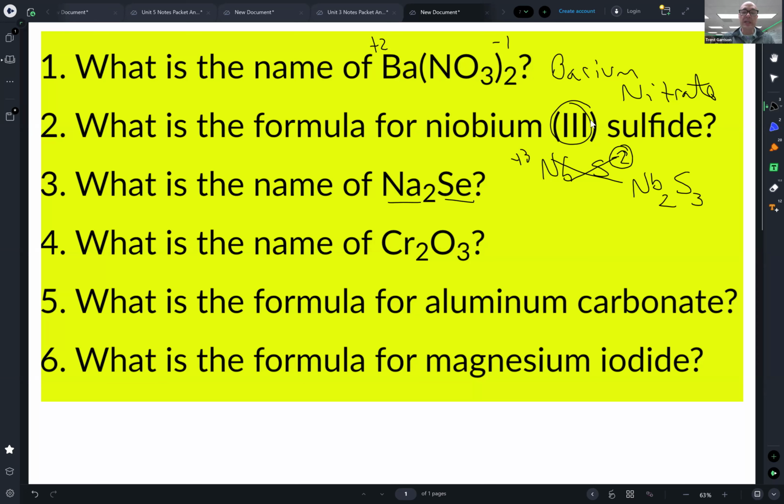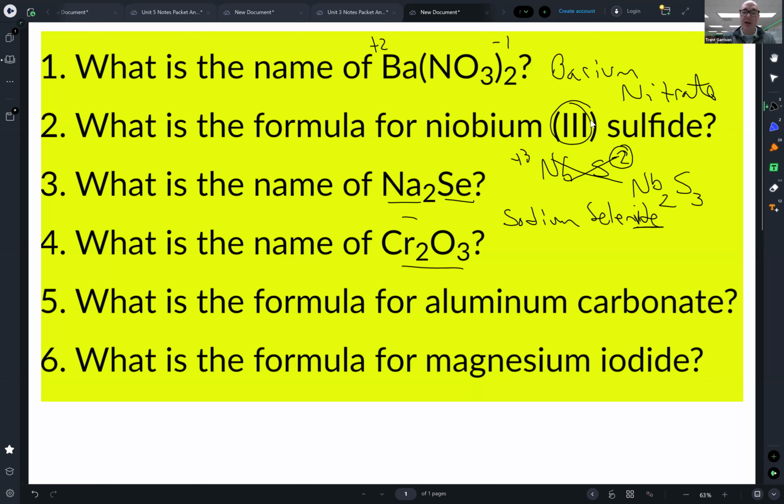What is the name of this one? Neither of these have Roman numerals. Neither of these have more than 2 atoms or 2 elements. So yes, there are 3 atoms, but that's not what determines the name. It's binary, 2 different elements. So we write the first one, sodium, and you write the second one, selenium, it becomes selenide, with the IDE suffix because it's binary. Same thing here.